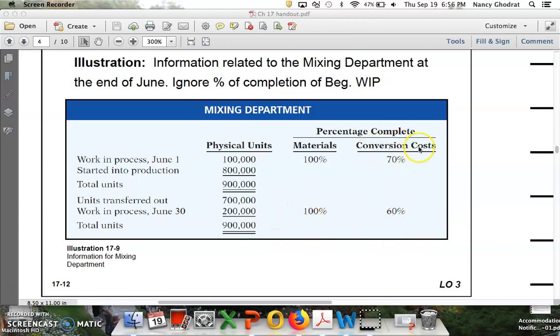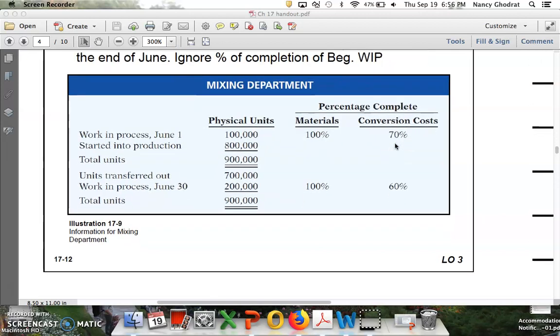First of all, let's go over the definition of conversion cost. Remember that the product cost includes material, labor, and overhead. The addition of labor and overhead is called conversion cost. So the cost of labor plus the cost of manufacturing overhead is called conversion cost. Why? Because we need labor and overhead to convert raw material into finished goods.